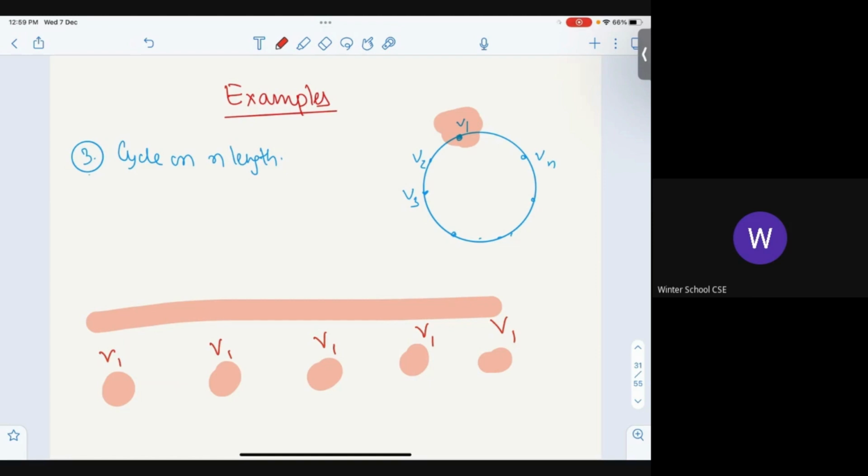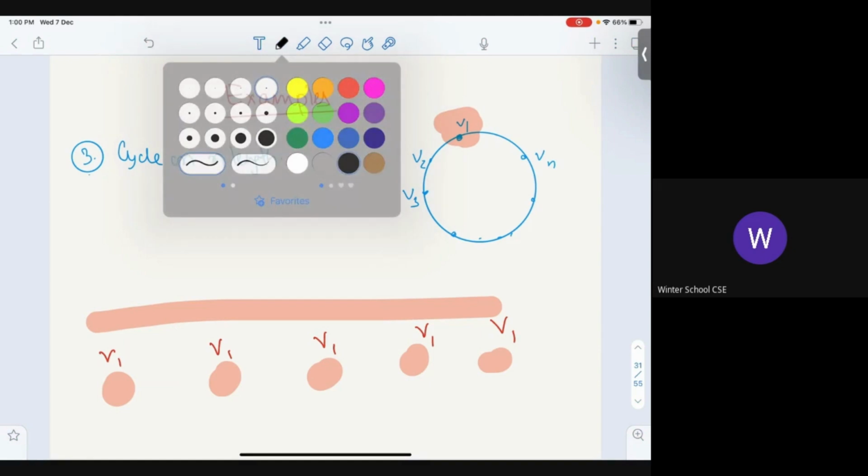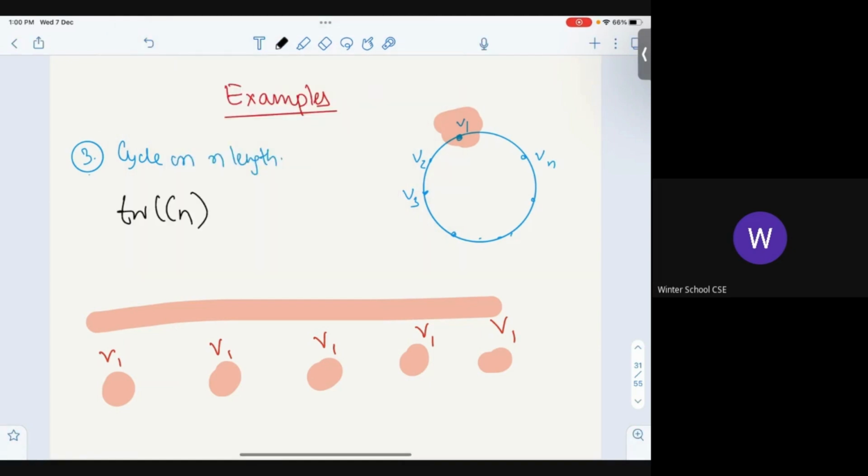So what is the tree width of this graph? 3? No. The bag size is 3, so the width is 2. Width is 2, because on the path, each bag had size 2. Now I added V1 to every bag, so each bag has become at most 3. So 3 minus 1 is 2. We learned the tree width of any cycle is less than or equal to 2.